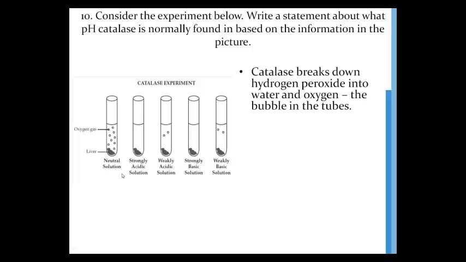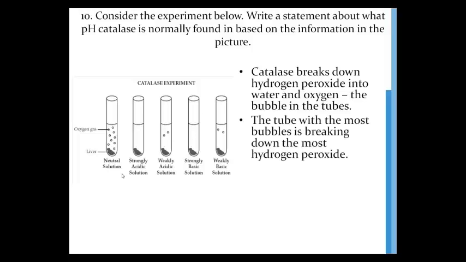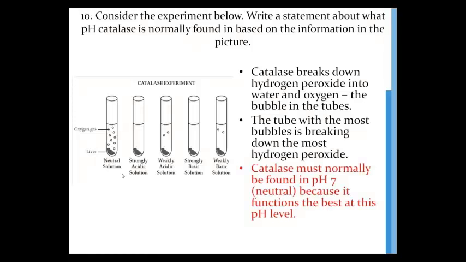Catalase breaks down hydrogen peroxide into water and oxygen. So we see the bubbles in the tubes, and that is the oxygen gas being made. The tube with the most bubbles is breaking down the most hydrogen peroxide. Therefore, catalase must normally be found in pH 7, which is the neutral solution, because it functions best at this pH level, evident by the high number of bubbles that we see.